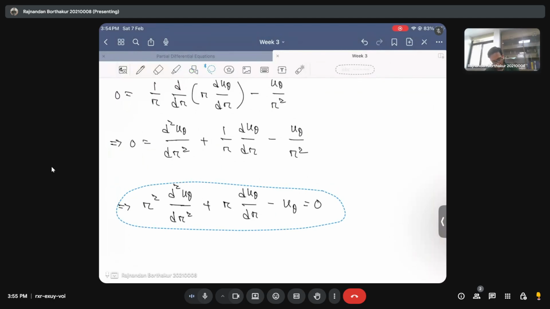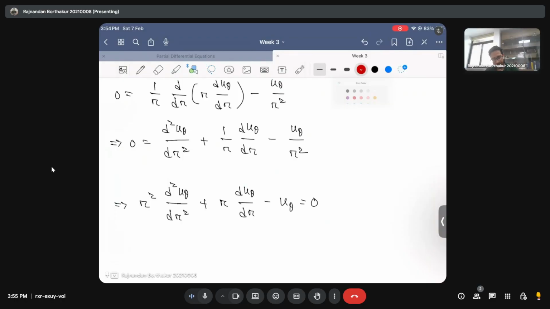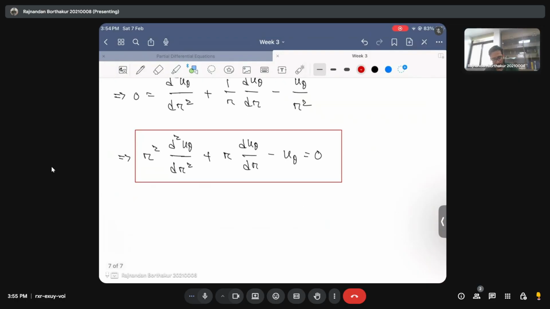So that's it. The seemingly big and nasty Navier-Stokes equation in the theta direction gets reduced to this beautiful ODE. And this ODE is so frequently used in many applications that it has actually got a particular name. In the mathematical literature, it is known as an Euler-Cauchy equation.